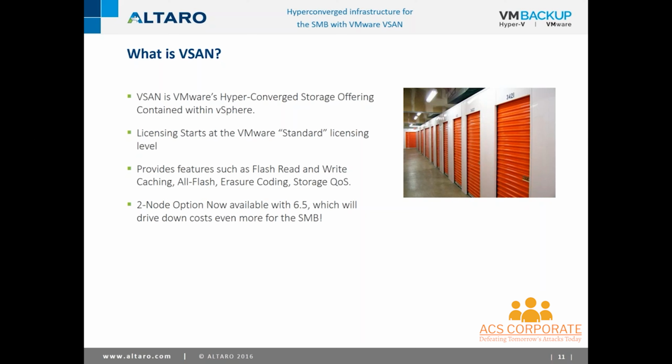Licensing starts at the VMware standard licensing level, which a lot of SMBs are going to look at the Essentials level, and they might have some problems having to go up to the Standard level, but from a cost perspective, you're still coming out ahead because you're not having to go to a large storage vendor for the storage. You can just use commodity disks inside of your chassis, as I mentioned earlier.